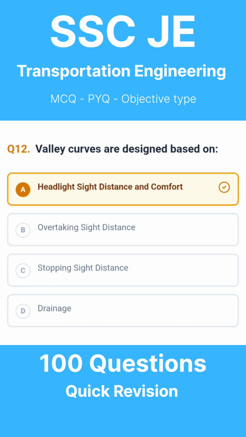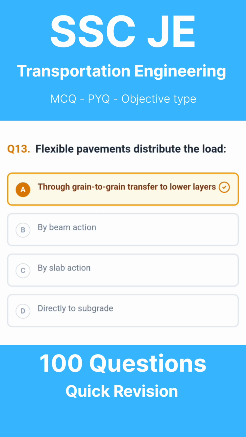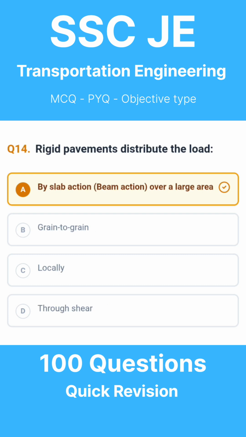Question 12. Valley curves are designed based on. The correct answer is headlight sight distance and comfort. Question 13. Flexible pavements distribute the load. The correct answer is through grain-to-grain transfer to lower layers. Question 14. Rigid pavements distribute the load. The correct answer is by slab action, beam action, over a large area.